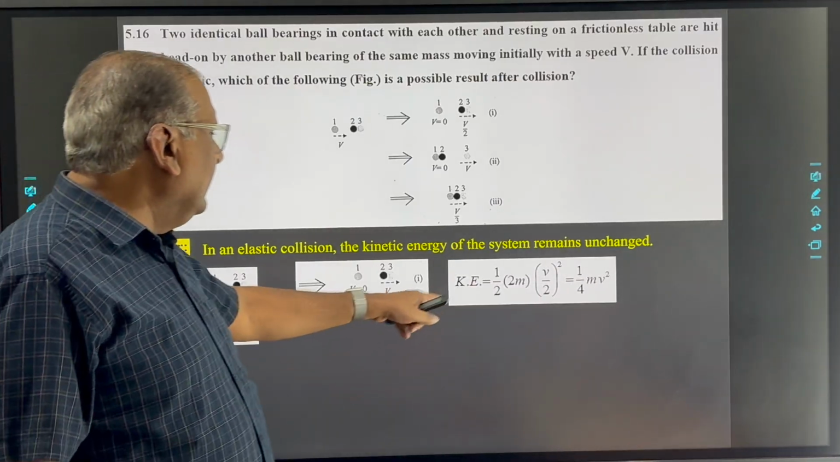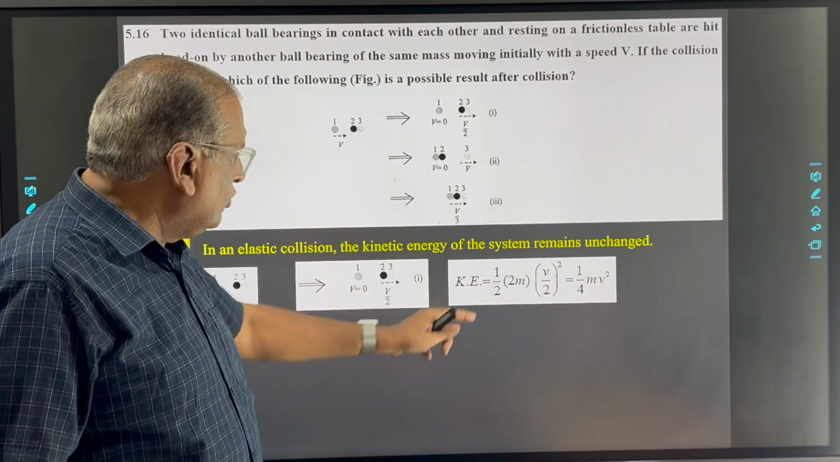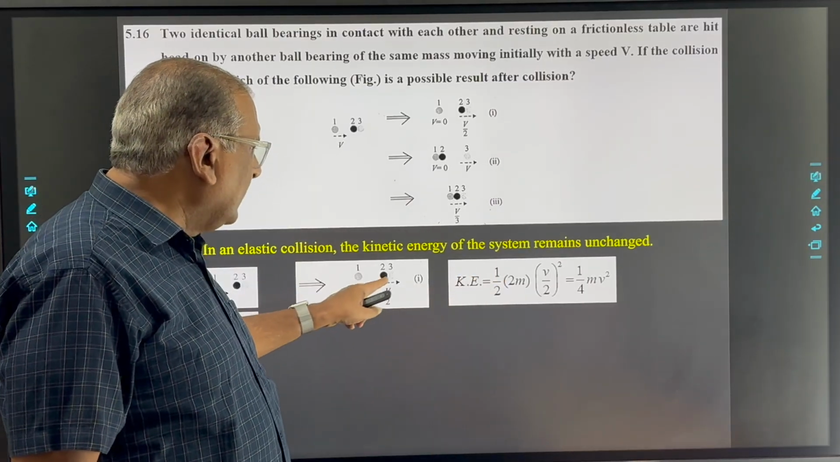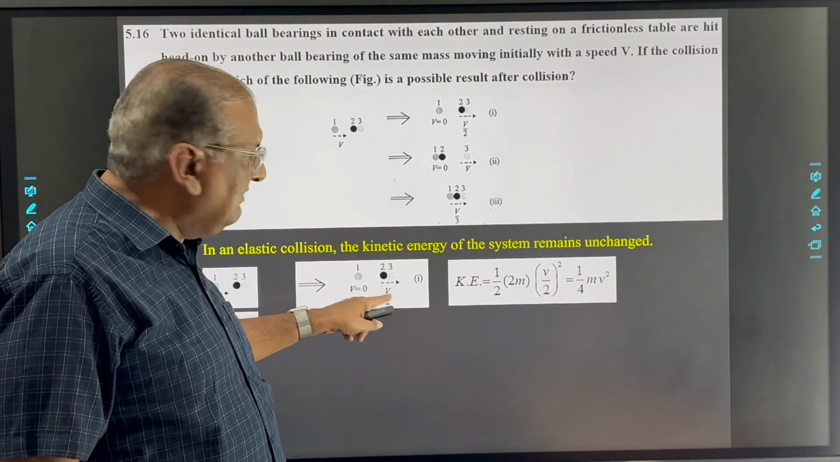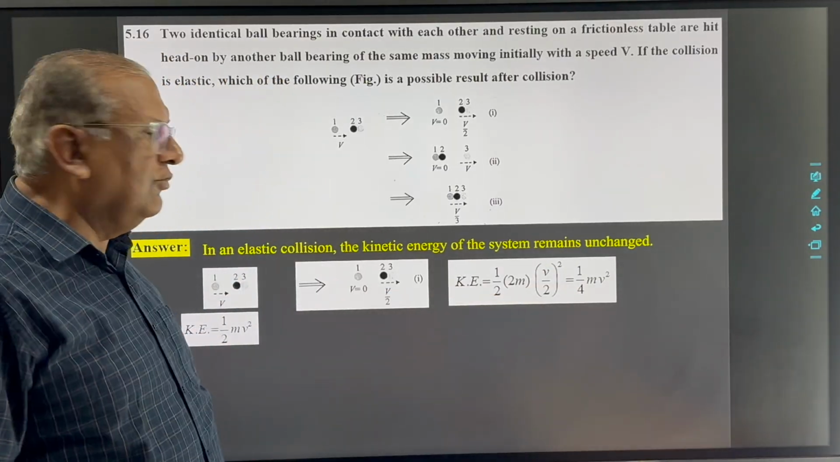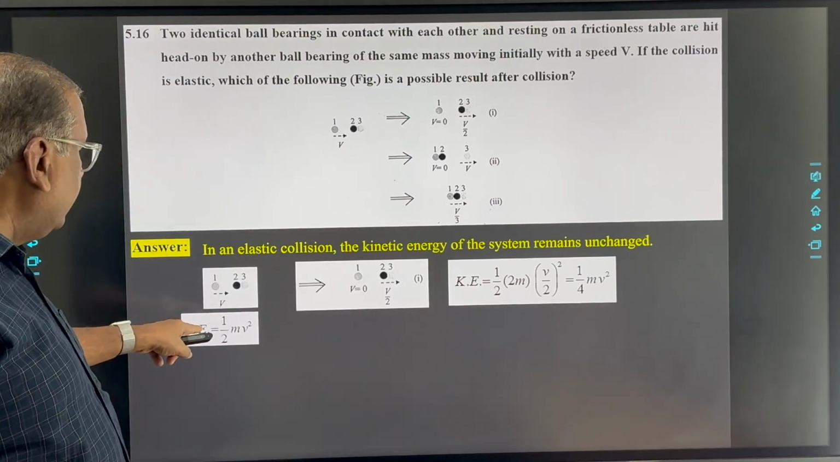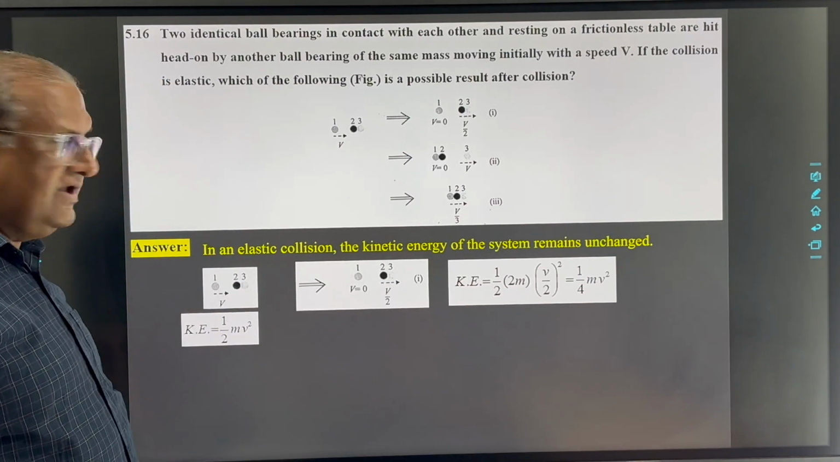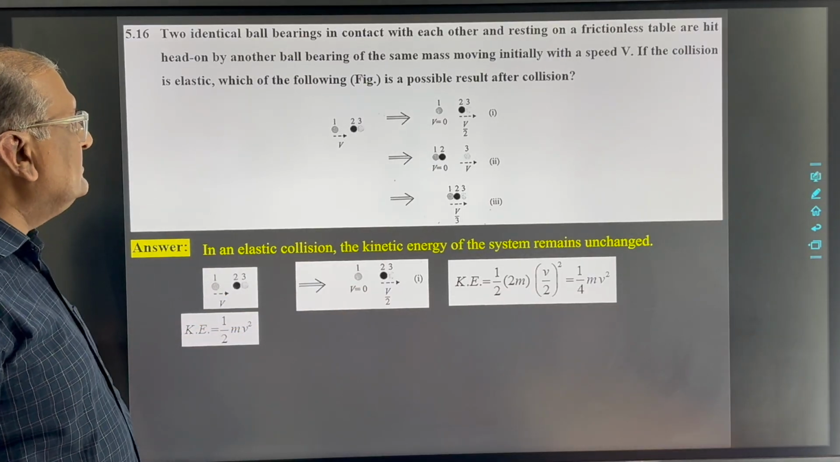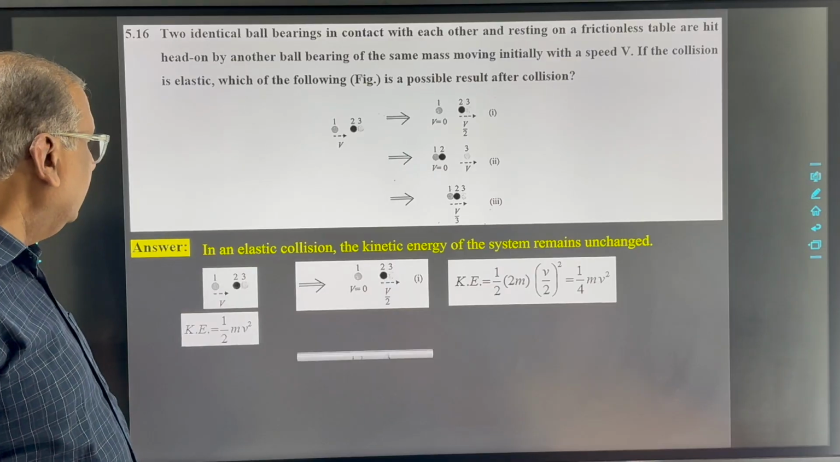So the kinetic energy is half, 2 and 3 are joined together so the total mass is 2m, both moving with common velocity v by 2, so v by 2 square. So it comes to 1 by 4 mv square. Now 1 by 4 mv square is not equal to half mv square. So the first case does not represent the possible collision.